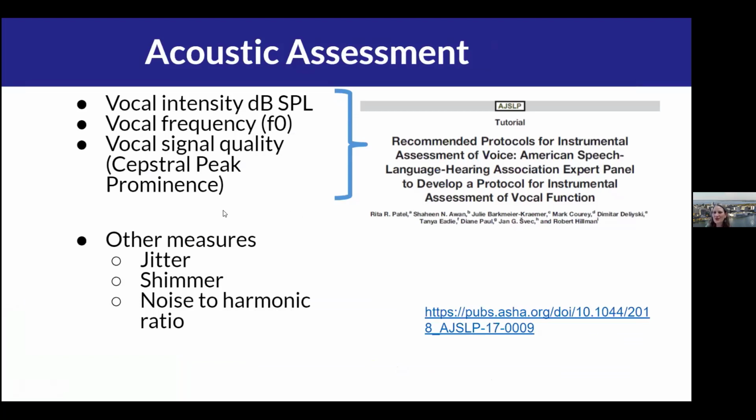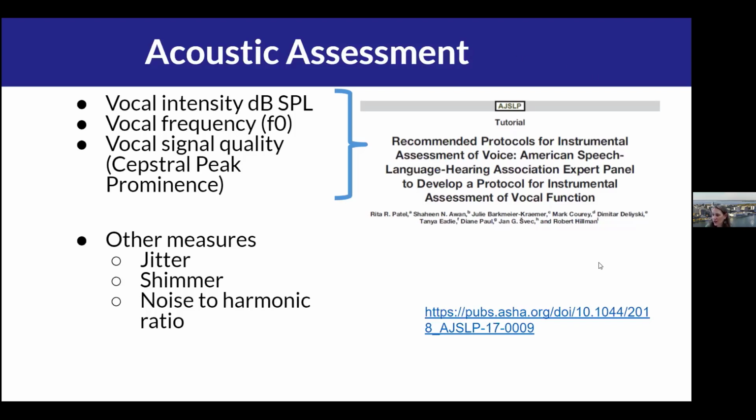So I know nobody has a voice lab in the school, right? There's a surprising number of measures that you can take without a formal voice lab, and those can be useful for progress monitoring. They're, again, not necessarily diagnostic, but they're descriptive.